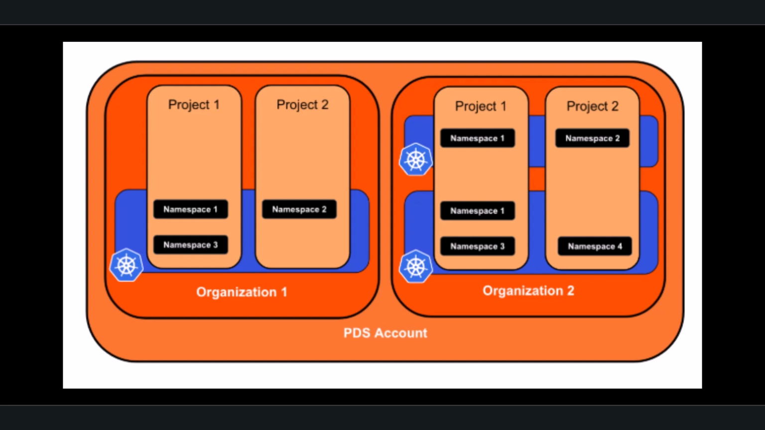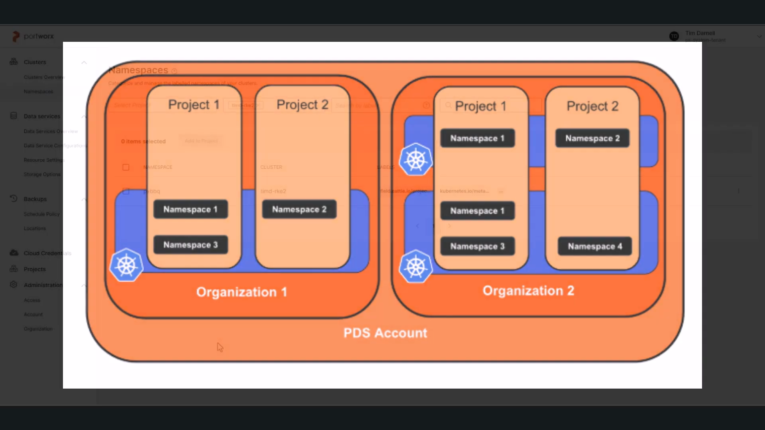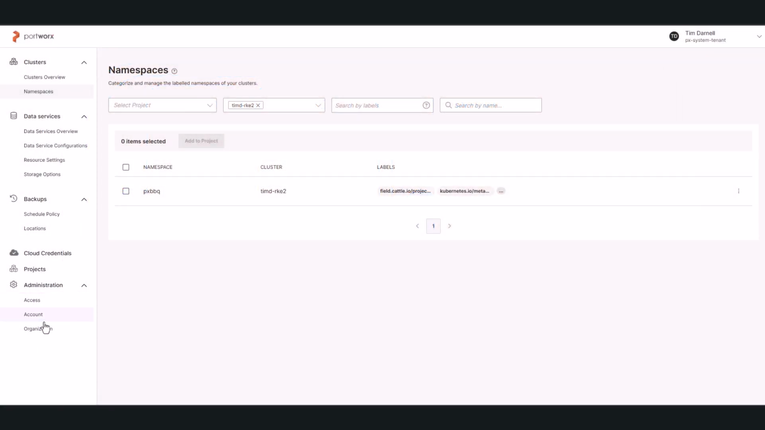And so that's where you can actually tell it, hey, I only want you to be able to deploy to a specific Kubernetes cluster and within specific namespaces. And then there are templates that we can provide for you to limit the configuration drift that you might have. So let's take a look at this in the PDS UI.